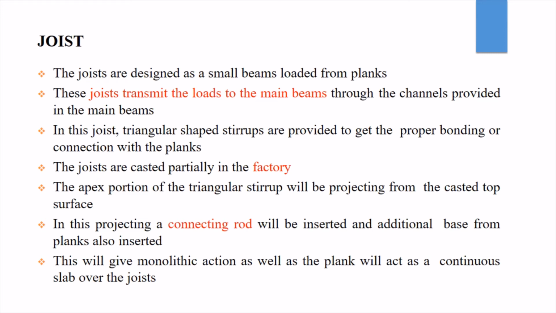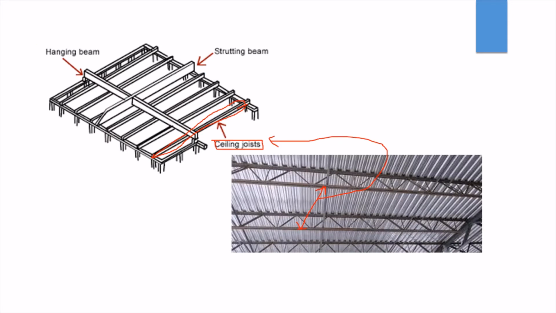So the planks have additional bars. So combining it with the joist, we can make it a monolithic action. So this will give monolithic action, as well as the plank will act as a continuous slab over the joist. So that is mentioned in the last point. So you can see here they have mentioned about the joist. I think you can see here.